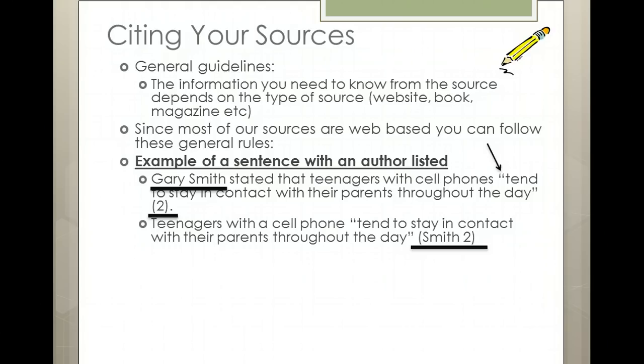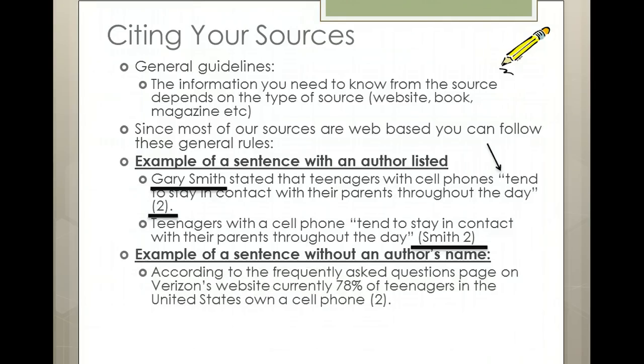So if you don't list the author in the sentence itself, then you need to list it in a parenthesis at the end. This is why this is either called in-text citation, or it's also called, you ready for it, parenthetical citations, which is a huge word, but that just means you're citing a source within parentheses.